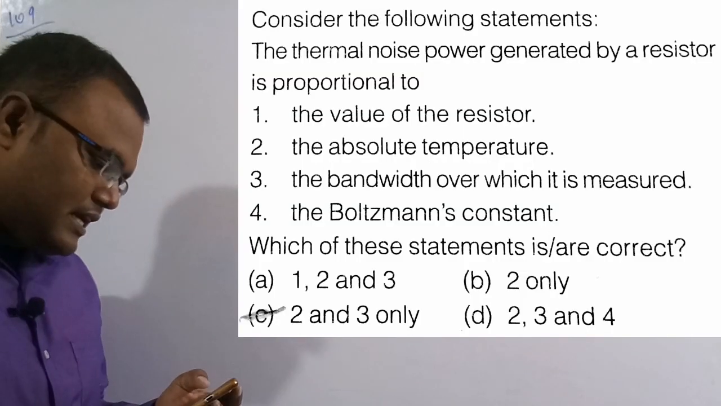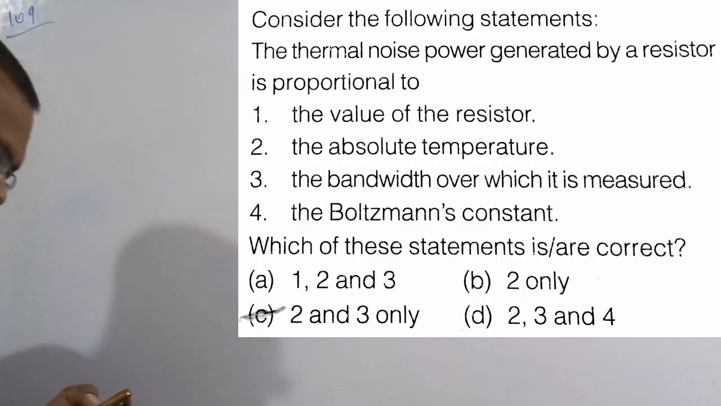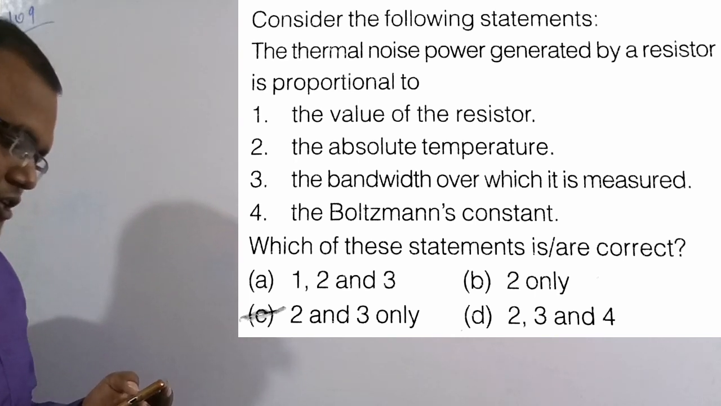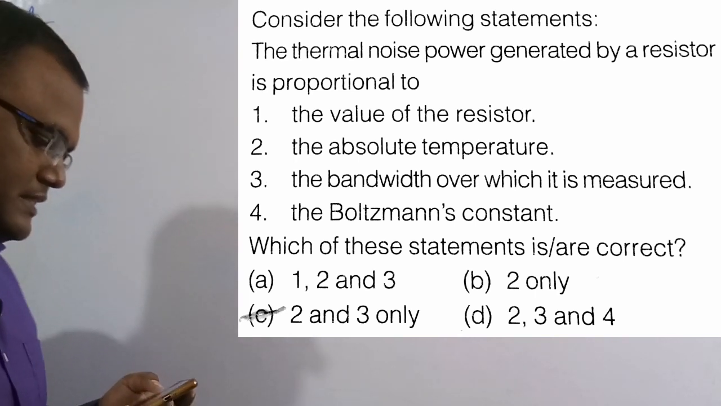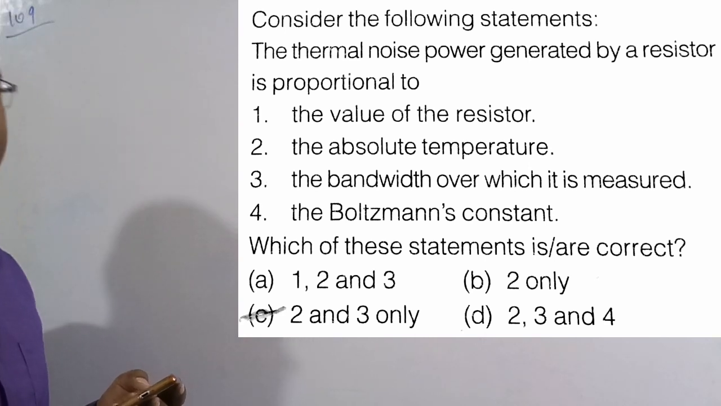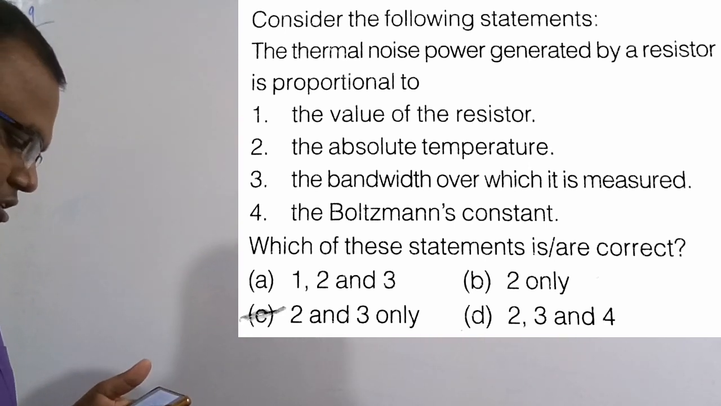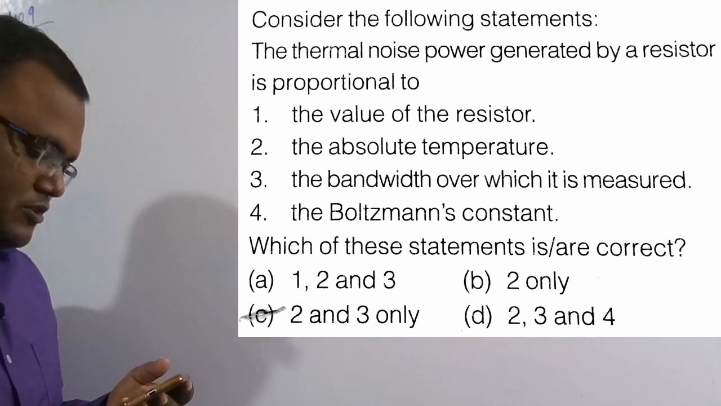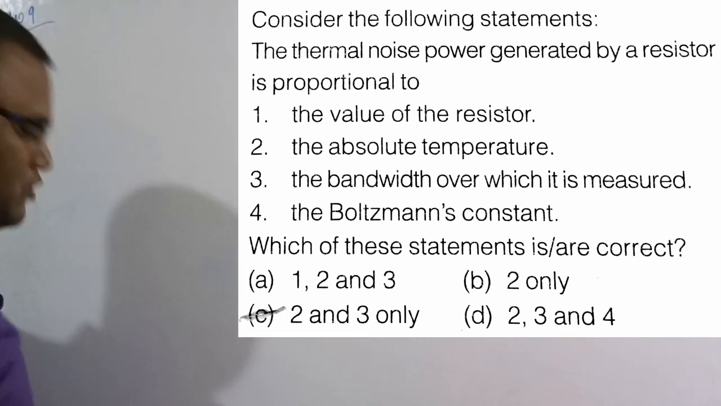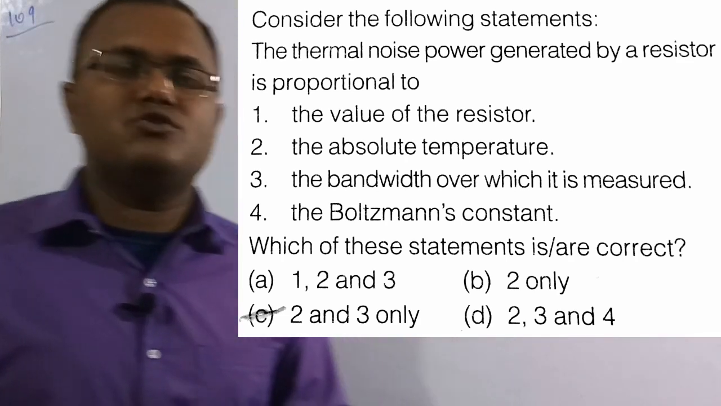Now we are going to solve question 109. See the question here. Consider the following statements. The thermal noise power generated by a resistor is proportional to the value of the resistor, the absolute temperature, the bandwidth over which it is measured, and the Boltzmann constant. Which of the statements are correct? There are four options. Option C is the correct solution of this question.